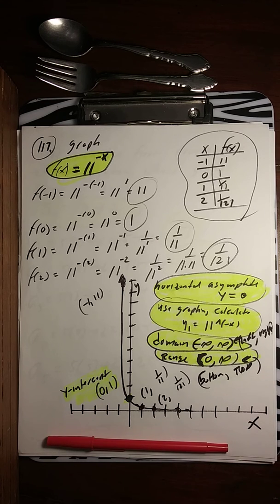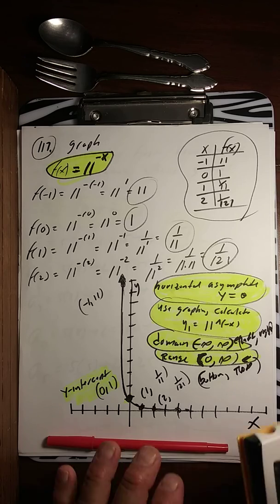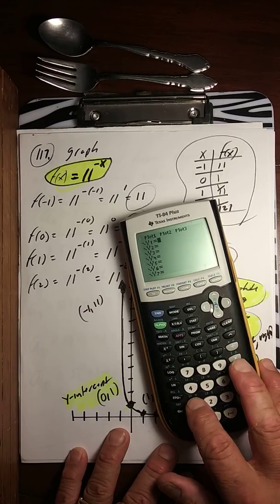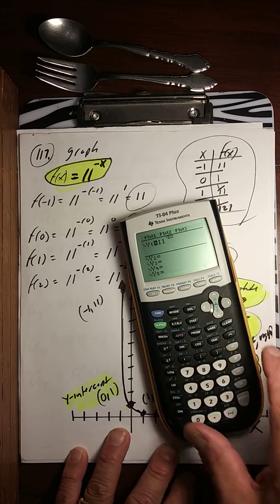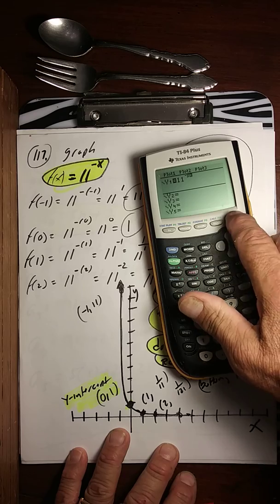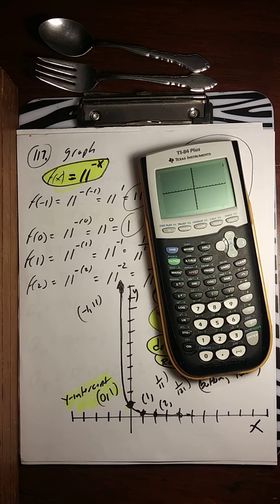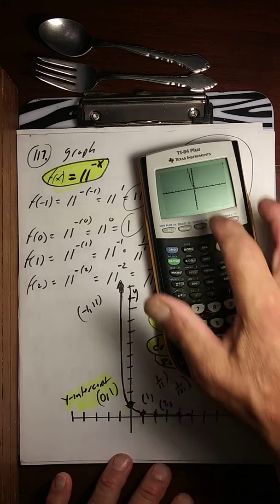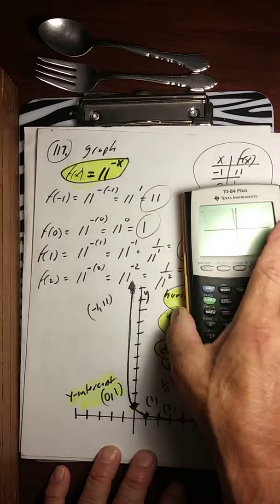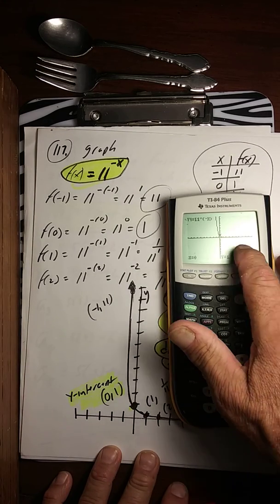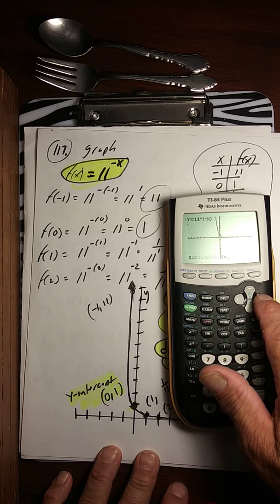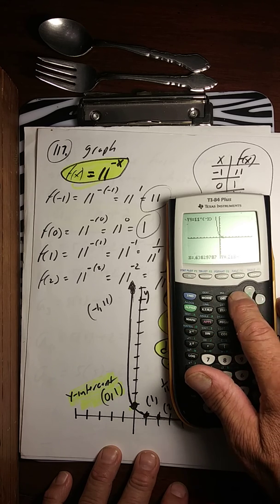Okay. Can you put it in the calculator? Sure, let's do that. This is 11 to the negative x power. 11 to the power of negative x. I guess that's good enough. Let's see what it does. There it goes. So it goes here, it goes that way. Kind of goes like this. Okay, you can do trace if you want to. 0, 1, and so on, keep going, or go left.